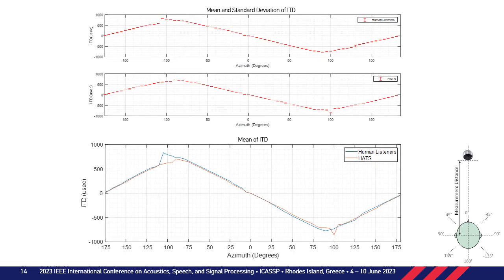Sound localization is based on the difference of sound at the ears. A comparison of the ITDs measured from the human listeners and heads is shown here. It is clear that ITDs measured from the human listeners and heads are very similar, and there is very little deviation of ITDs across different sets of measurements.